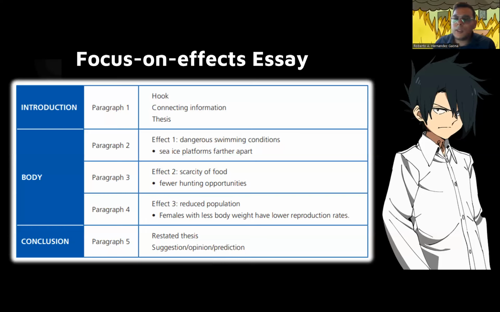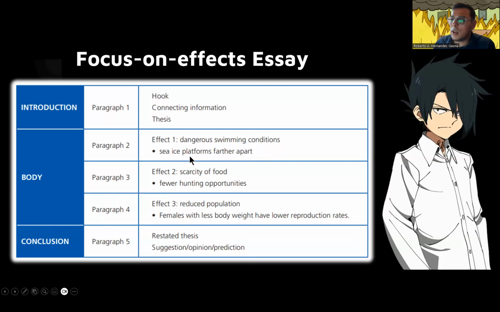Right. Now, what's going to change in these two different methods is in the body. So in this case, we're focusing on effect. So in the body, each paragraph is going to focus on a different effect. So as you can see, paragraph number 2 is going to talk about the first effect, which is dangerous swimming conditions. Paragraph number 3 is going to talk about the second effect, the scarcity of food, and paragraph 4 is going to talk about the third effect, which is the reduced population. Now, what do we have here in the bullet points? So the bullet points are the subtopics.